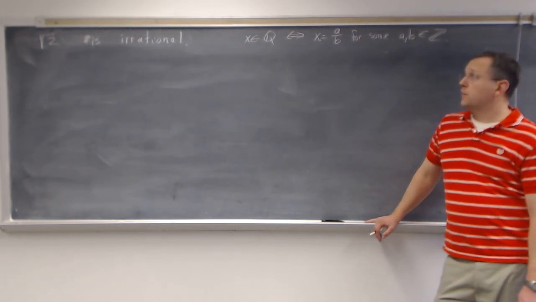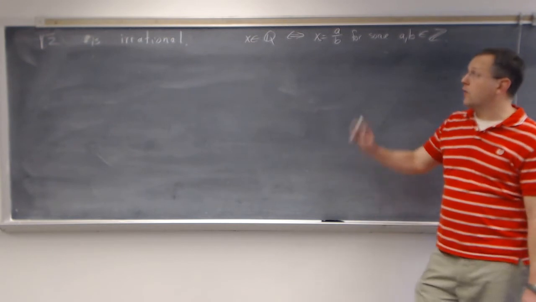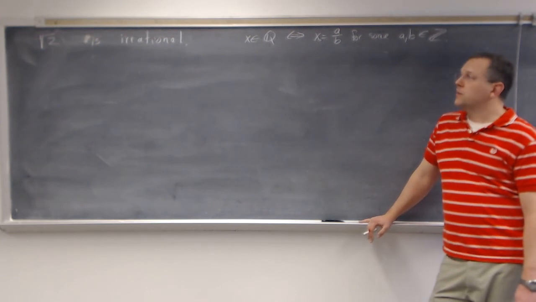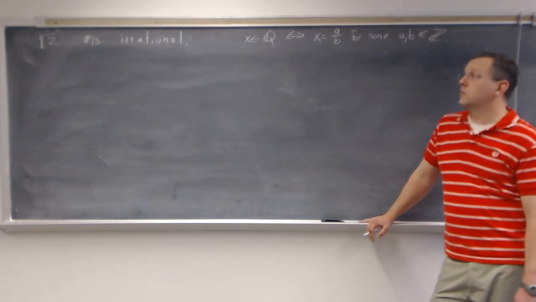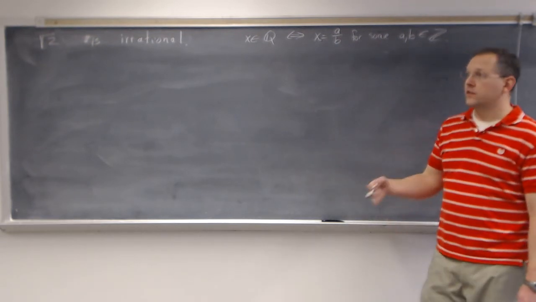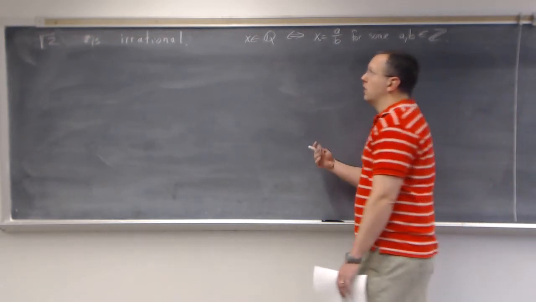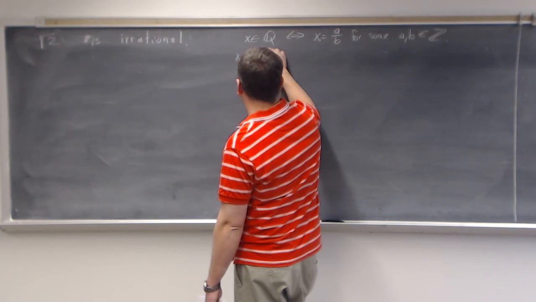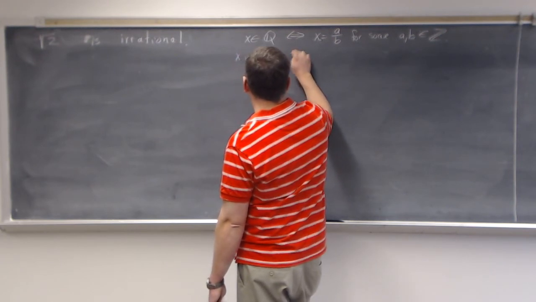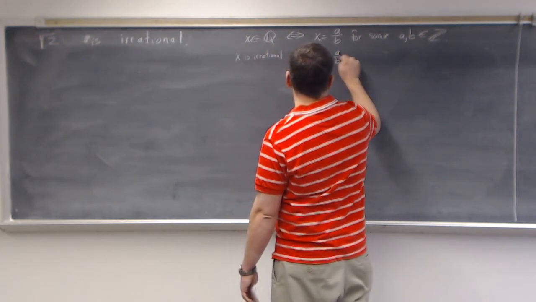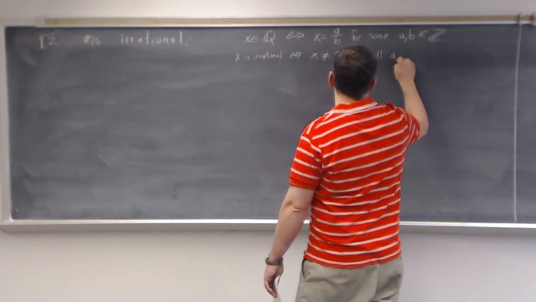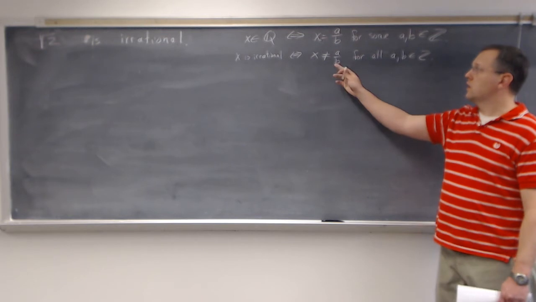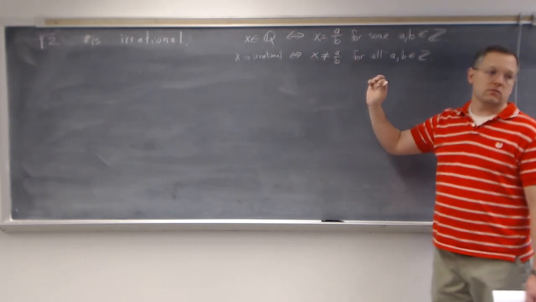So I'm claiming that square root of 2, you can't do this. You cannot write square root of 2 as the quotient of integers. That's what it means to be an irrational number. You can define an irrational number as a real number that's not rational. So x is irrational if and only if x does not equal a over b for all integers a and b. You consider all possible integers, and you can never write x as a over b.